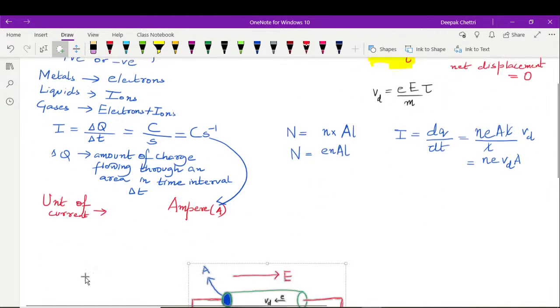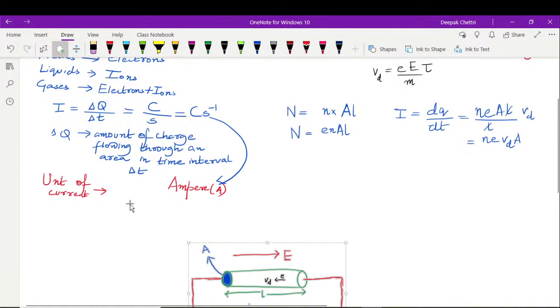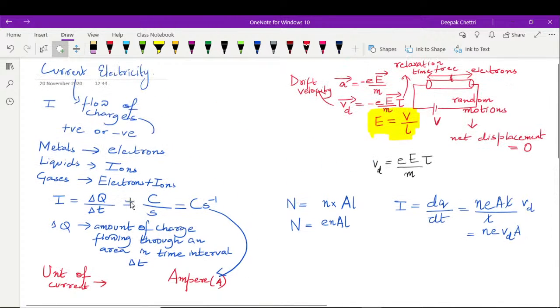That day I forgot to tell you about the unit of current. Please remember the unit of current is ampere, and it is written with capital A, right? We do not write coulomb per second. Never write coulomb per second. Always it will be ampere, okay? Denoted with capital A.